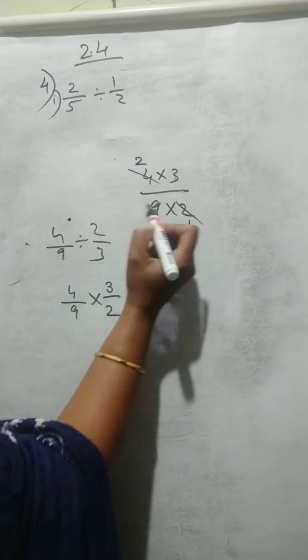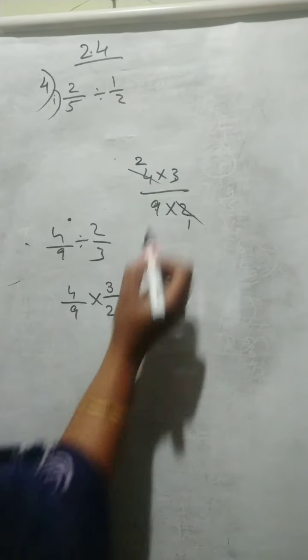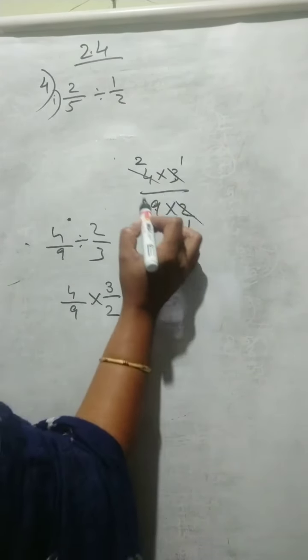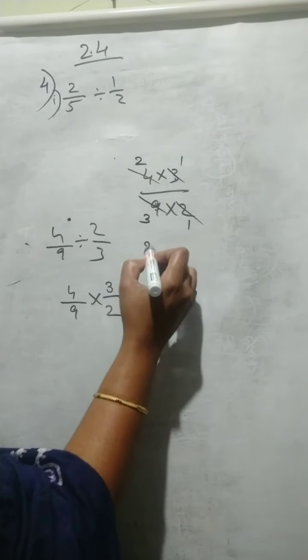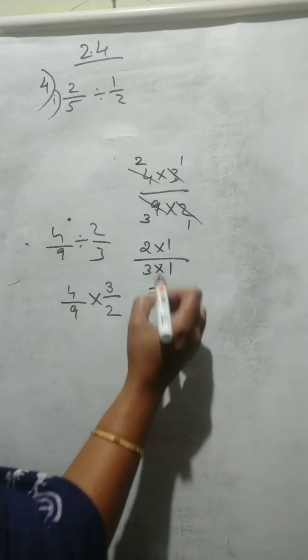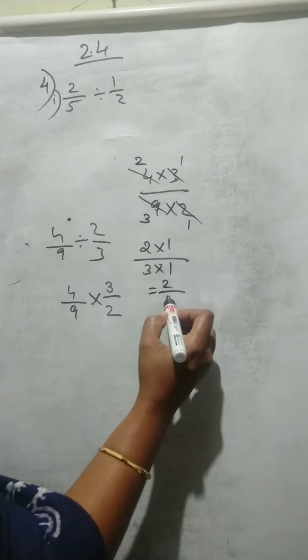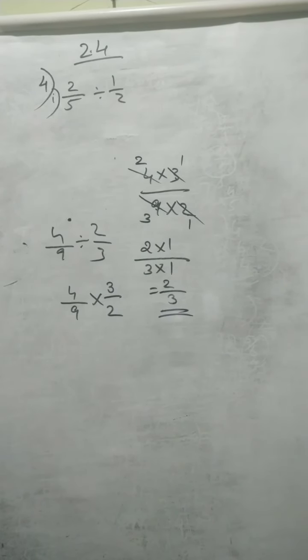Then 3 and 9 is there in 3's table. So we can divide both numbers by 3. 3 divided by 3, 1. 9 divided by 3, 3 itself. So 2 multiplied by 1, 3 multiplied by 1. So 2 times 1, 2. 3 times 1, 3 itself. So the answer is 2 on 3.